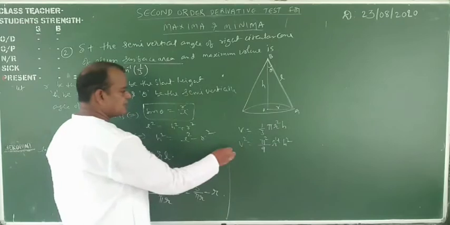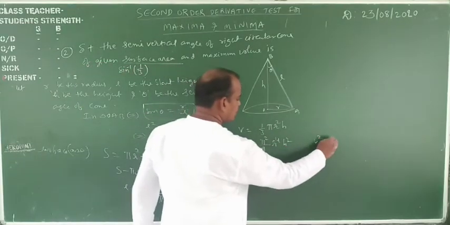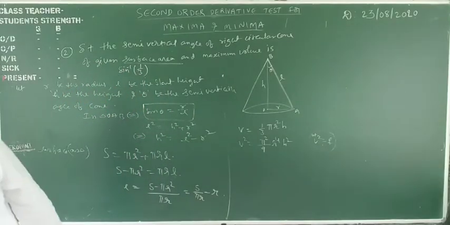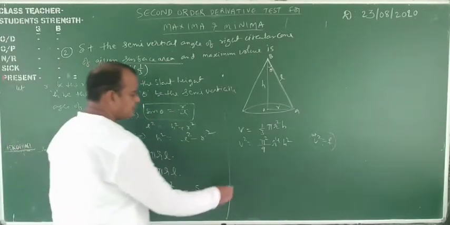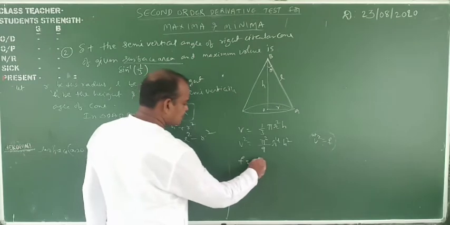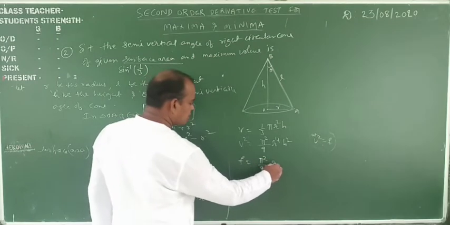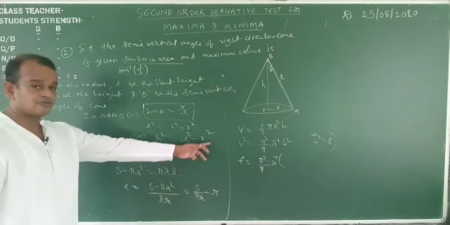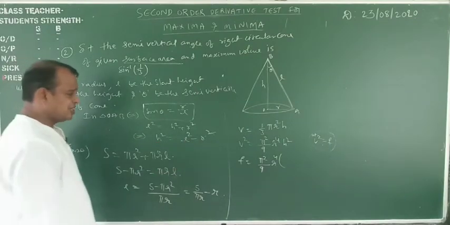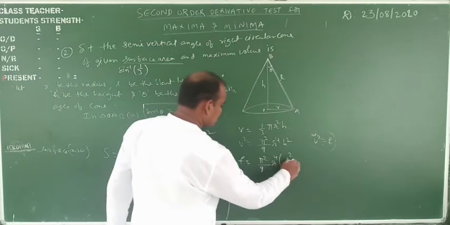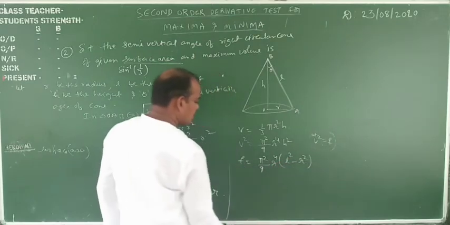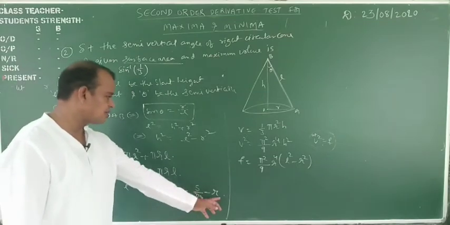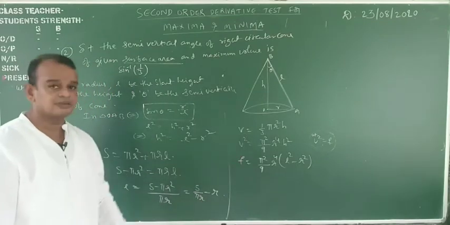Let V square equal to F. Okay, my dear students, V square equal to F. F is equal to pi square by 9 into R power 4 into H square. What is the value of H square? H square equal to L square minus R square. Very simple, my dear student. Now you know the L value very well: L is equal to S by pi R minus R. You have to substitute that L value in this one.